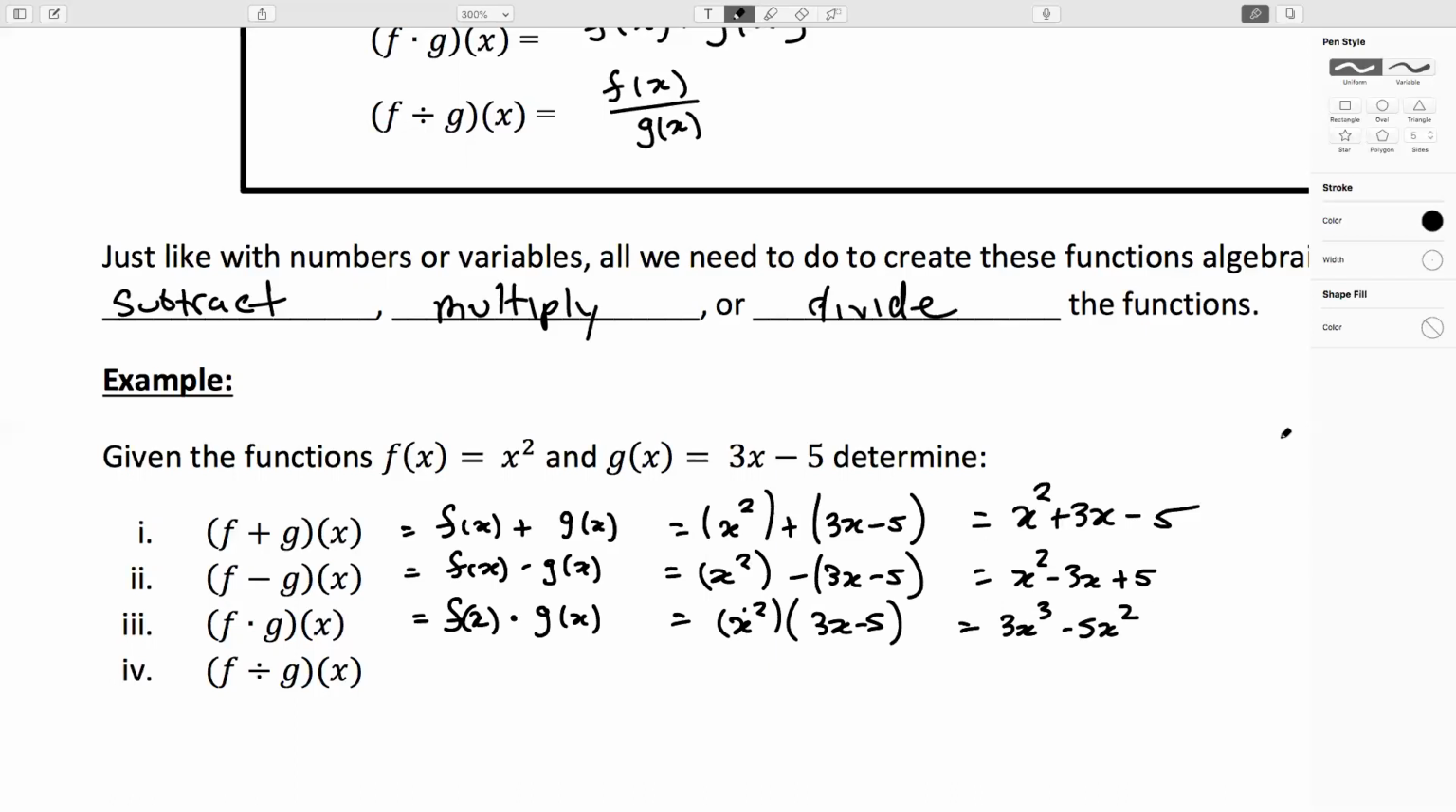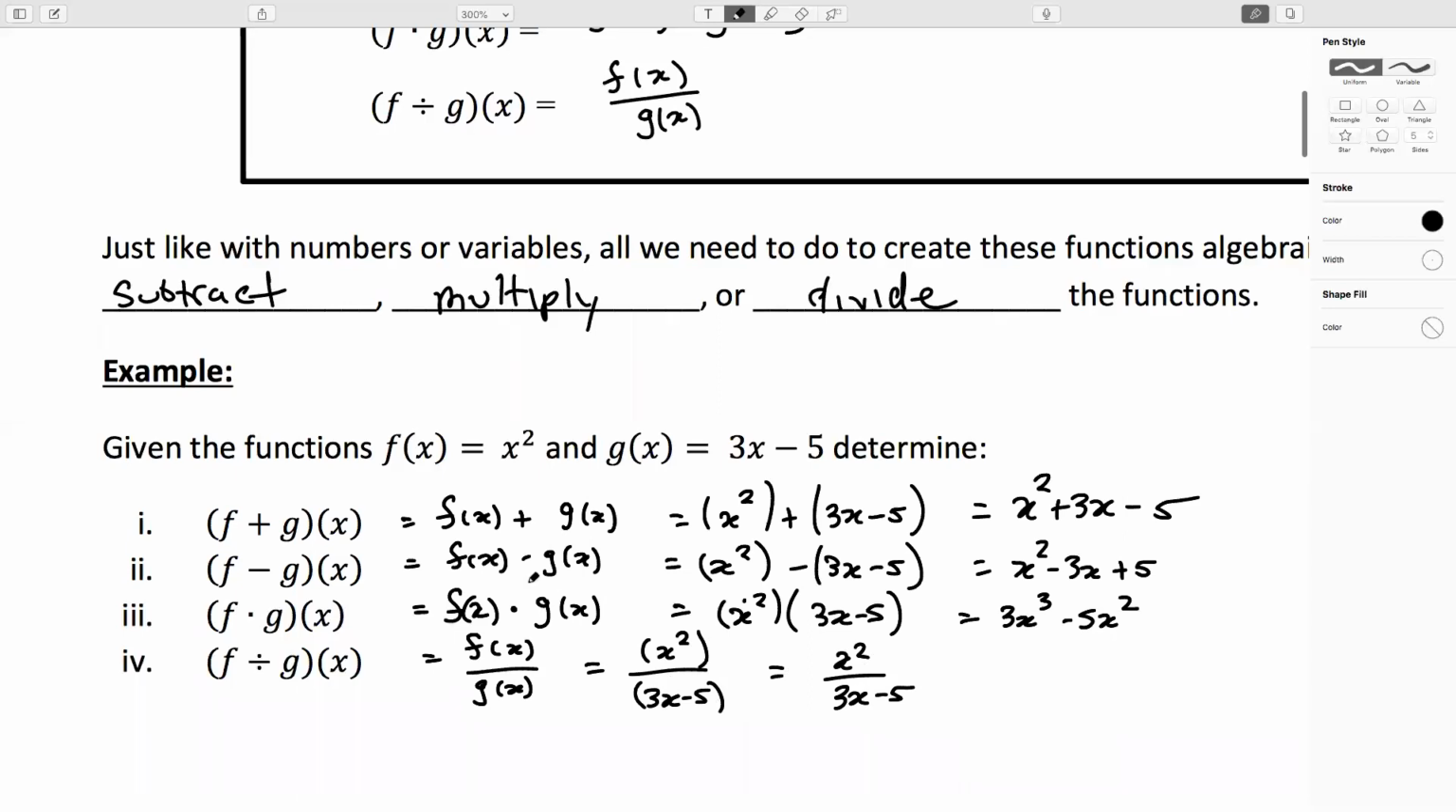Lastly, division. (f/g)(x) is going to be f of x divided by g of x. It's going to be x squared divided by 3x minus 5. And that's it. x squared over 3x minus 5.